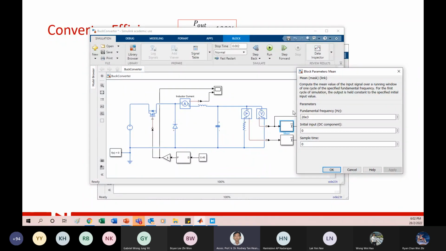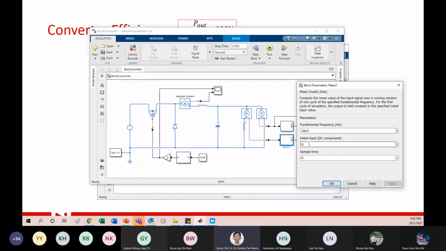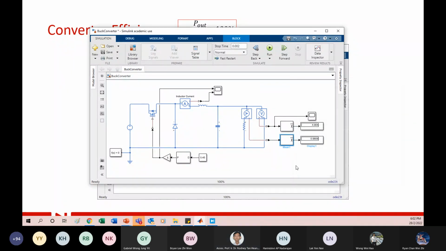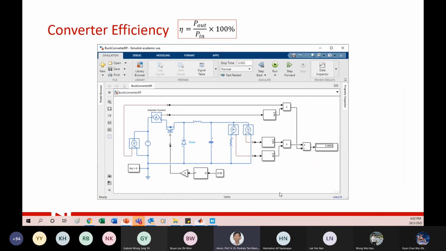Your switching frequency, 20 kilohertz, you put 20 kilohertz so that it will give you a correct output. So you can actually do it now by adding another block, then you can measure the efficiency of this buck converter. The equation is here: power output divided by power input, multiplied by 100%. That will be your efficiency of this, what we call the DC-DC converter.